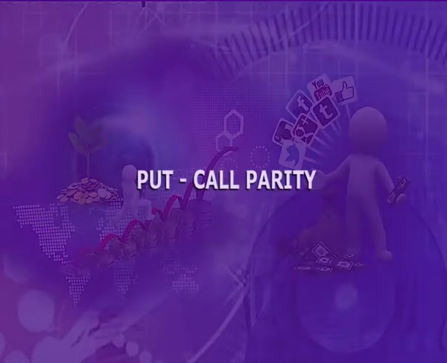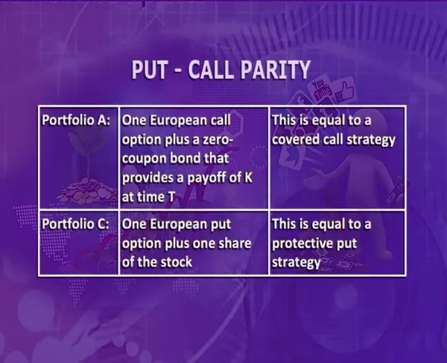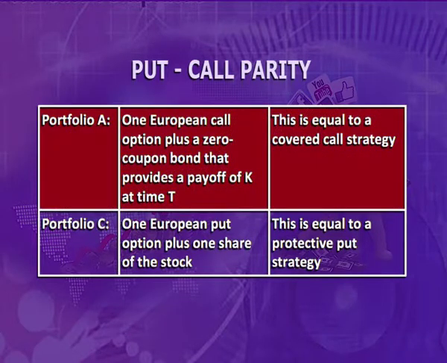Now friends, let us have a look at put-call parity. We will now derive an important relationship between the prices of European put and call options that have the same strike price and time to maturity. Consider the following two portfolios. Portfolio A: one European call option plus a zero coupon bond that provides a payoff of K at time T. This is equal to a covered call strategy.